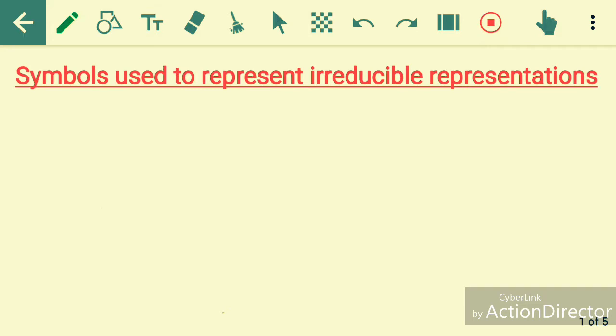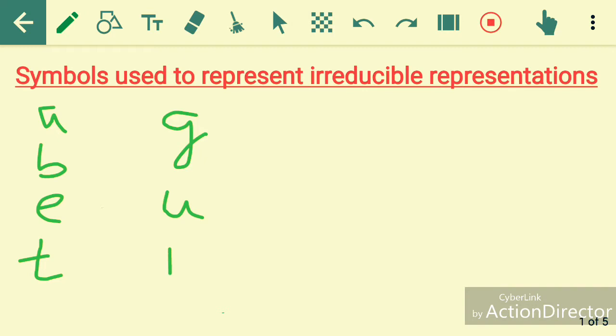So how many symbols can we use to represent irreducible representations? There are 8 symbols. These symbols are A, B, E, T, G, U, 1 and 2. So these are the different symbols which are generally used to represent irreducible representations.